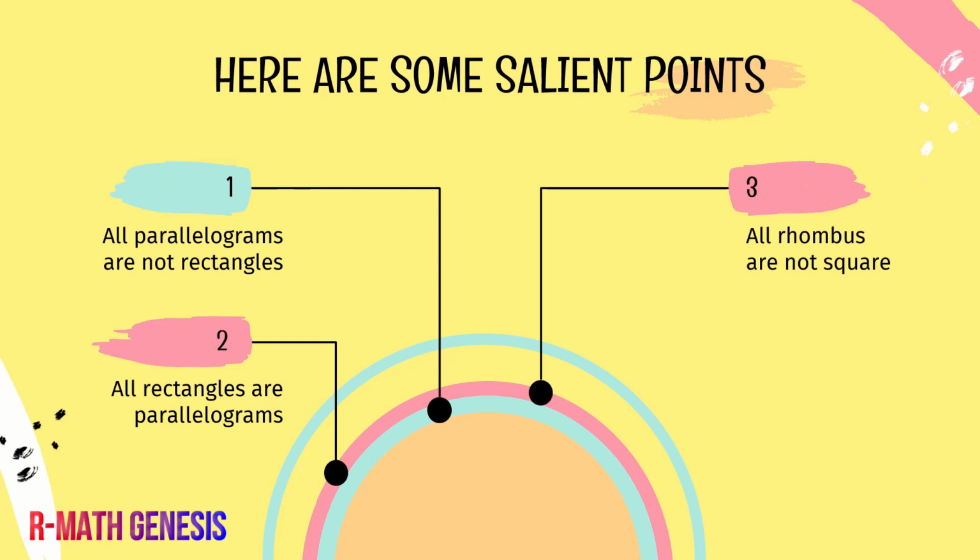Now the third one is all rhombuses are not squares, because in a rhombus opposite angles are equal, whereas in a square all angles are equal. And the second point is that in a rhombus diagonals are unequal, whereas in a square diagonals are equal. Now the fourth point is that all squares are rhombuses. That's it about the kinds of quadrilaterals.